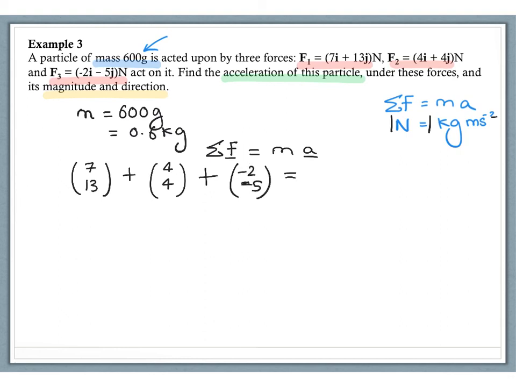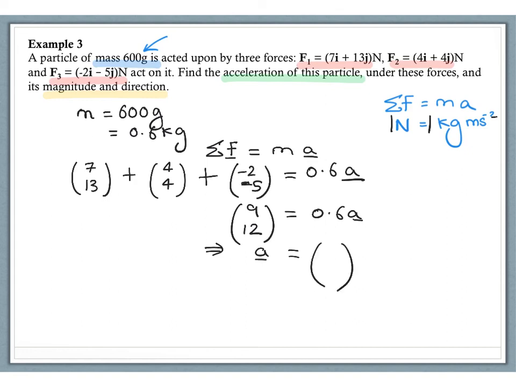This is equal to the mass of the object, 0.6, multiplied by its acceleration, which we will find as a vector. So if we add together the vectors on the left-hand side, our i component has a value of 9 and our j component has a value of 12. Divide both parts of this by 0.6 and we will have the acceleration vector. So our acceleration vector is 15, 20.